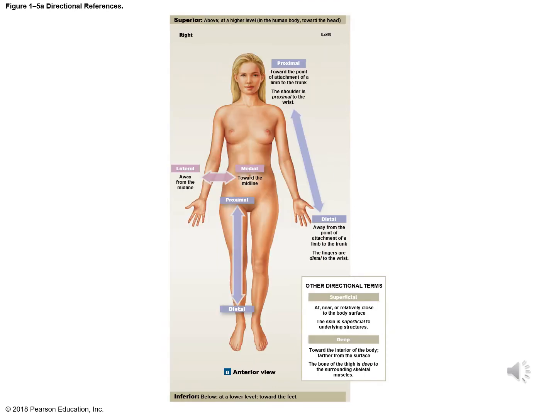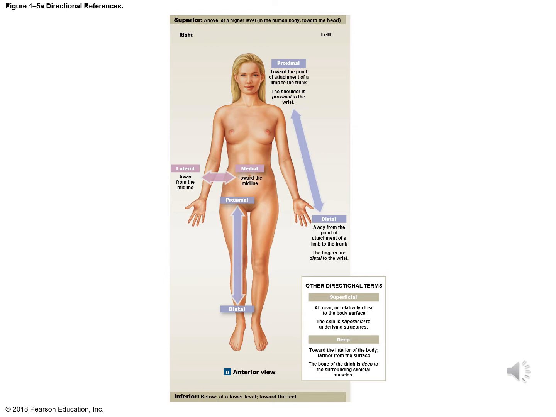Continuation of directional references. We have medial, which is toward the center of the body, versus lateral, which is away from the center, or peripheral to the body. And then we have proximal and distal. Now these two terms are going to refer to the point of attachment of a limb, your arm or your leg. So proximal is going to be closer to the point of attachment where the limb attaches to the axial skeleton, and distal will be farther away from the point of attachment.